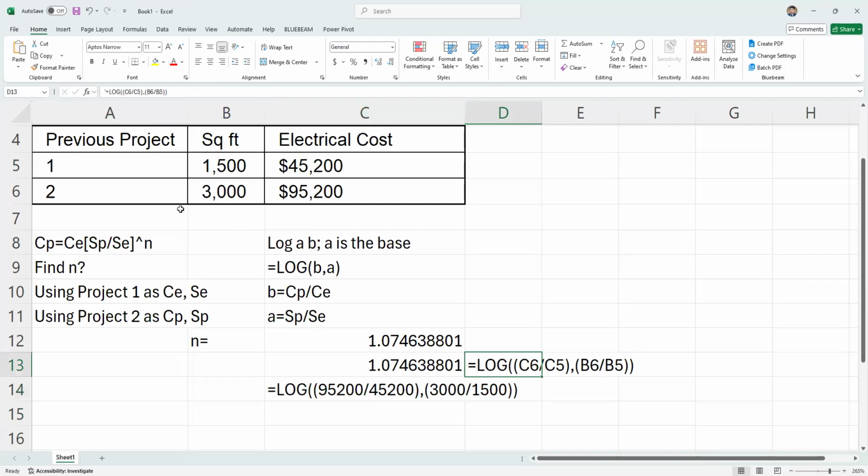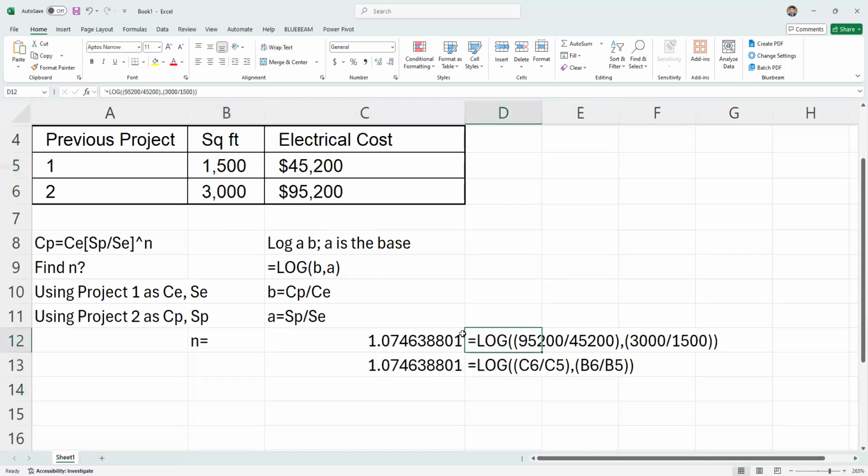C6, C6, correct? C5, correct? B6 here and the B5 here, right? So that's the way we can do this. Okay, so we found the n.